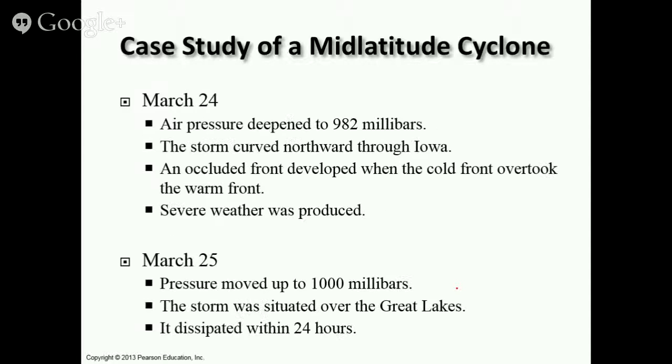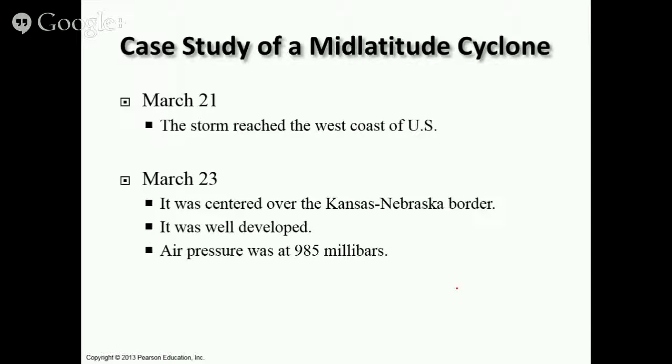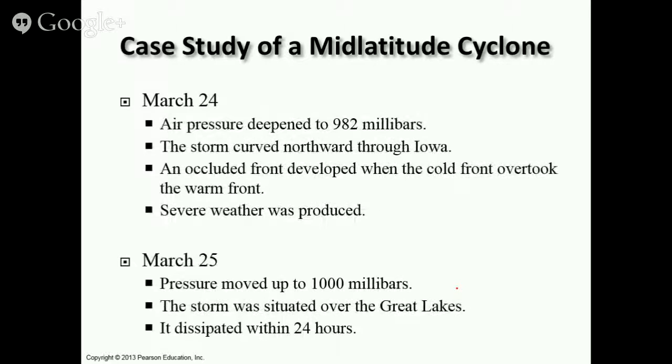Well-developed air pressure, 985 millibars. A couple days later, air pressure dropped to 982, and by March 25th, the pressure moved up to 1,000 millibars. So it was improving. So what we're looking at is the genesis on the 21st and the maturation on the 24th, so about a 4 to 5 day entity.